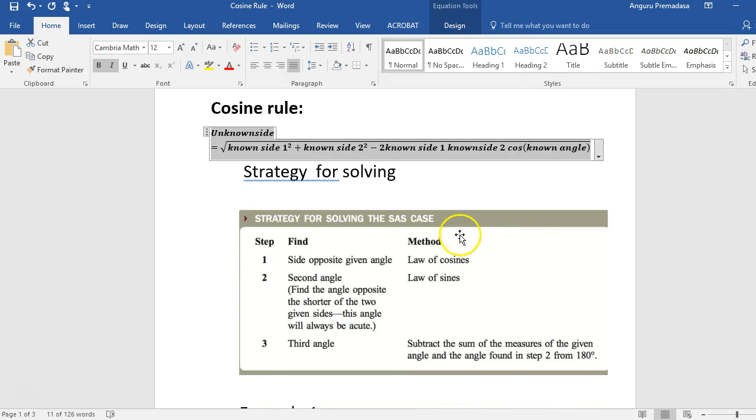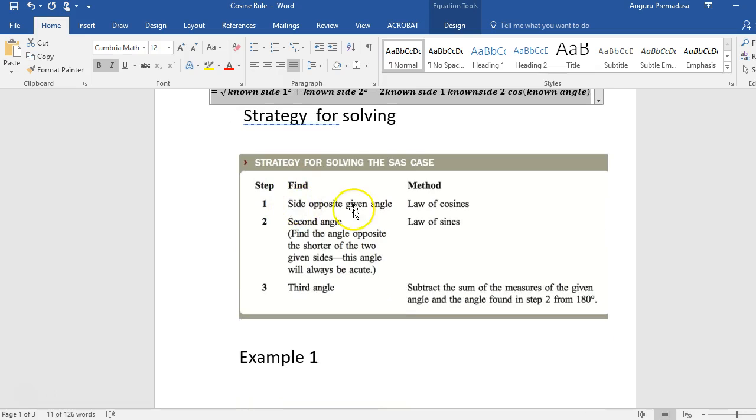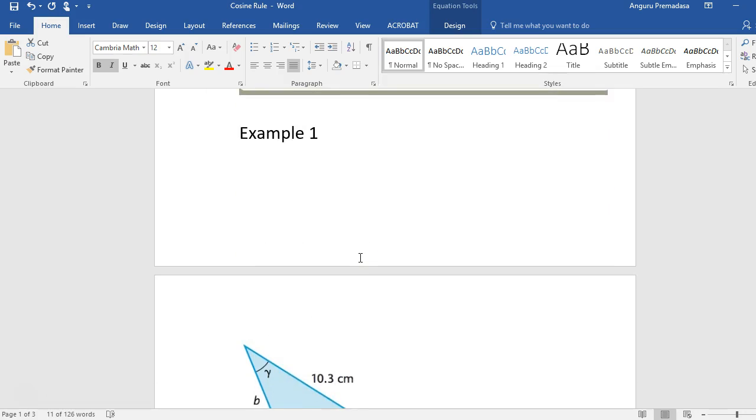And there are three steps when you want to solve a triangle using SAS. First step is to find the side opposite the given angle using the law of cosines. Once you find that side, you find a second angle using the law of sines, and once you know two angles, you can easily find the third angle by subtracting from 180. But let's look at an example which will make this very clear.